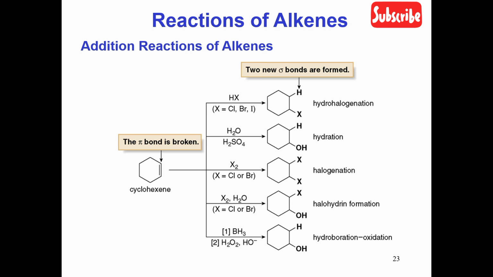The next reaction is halogenation. In halogenation, halogens are added across the double bond. In the halohydrin reaction, halogen and water are the reagents. So at the end, we add a halogen and a hydroxy group across the double bond. While in hydroboration, which is an oxidative reaction, we are going to form an alcohol.